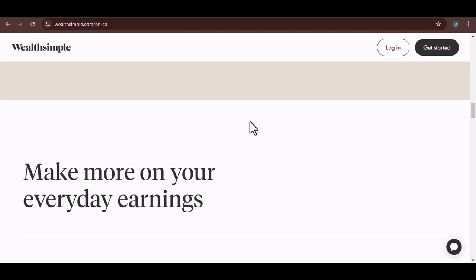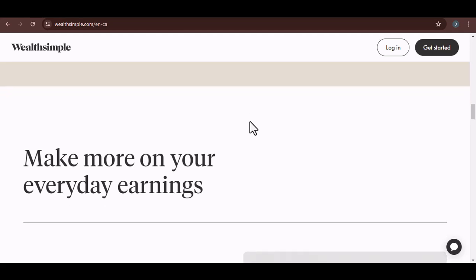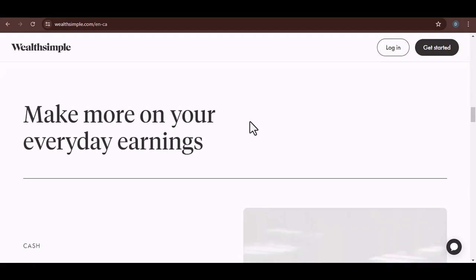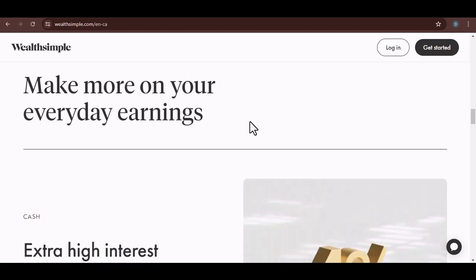So, there you have it. As of now, it doesn't look like Wealthsimple supports USDT. But remember, the crypto world moves fast, so things can change. Keep your eyes peeled for updates, and always do your own research before making any investment decisions.